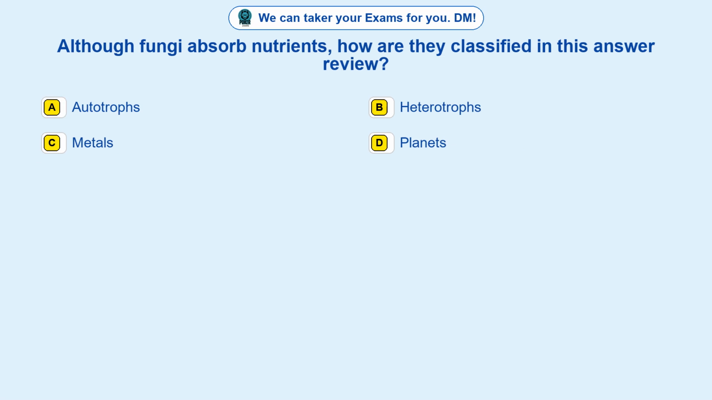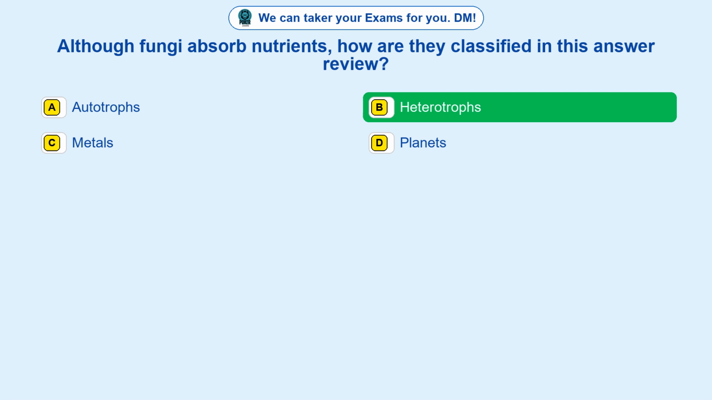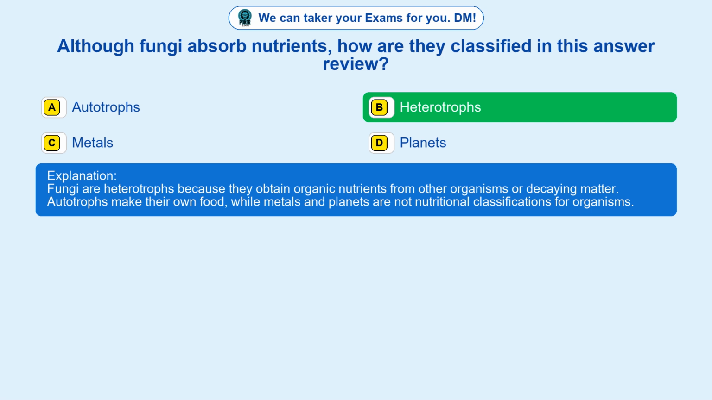Question 21. Although fungi absorb nutrients, how are they classified in this answer review? Option A. Autotrophs. Option B. Heterotrophs. Option C. Metals. Option D. Planets. The correct answer is option B. Heterotrophs. Fungi are heterotrophs because they obtain organic nutrients from other organisms or decaying matter. Autotrophs make their own food, while metals and planets are not nutritional classifications for organisms.